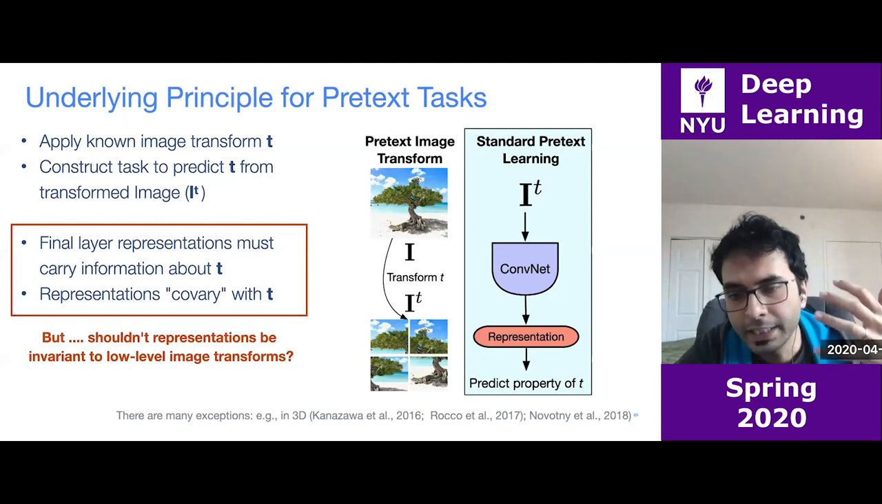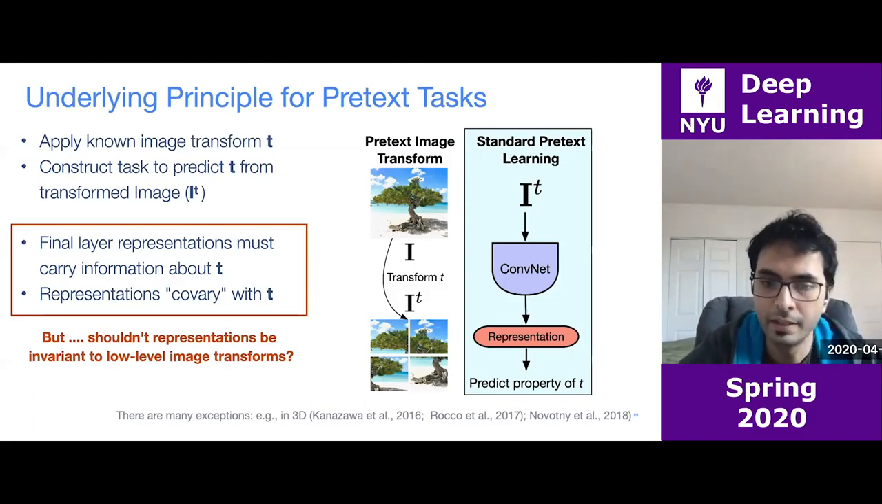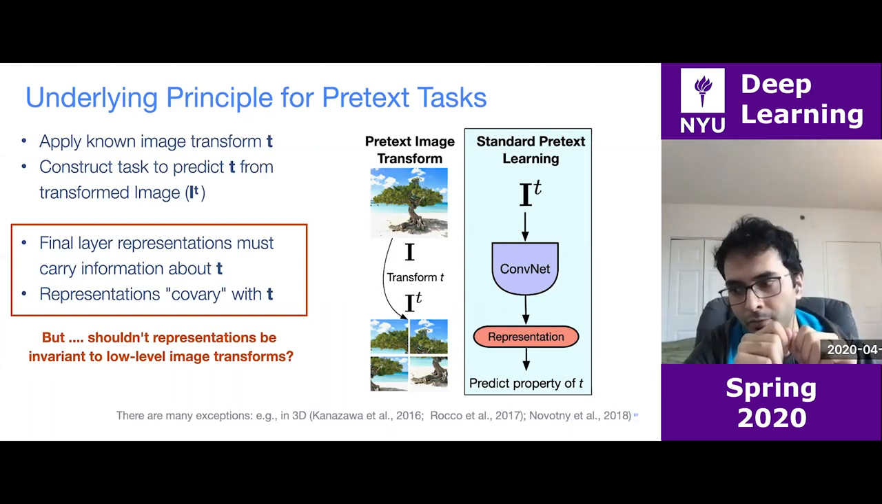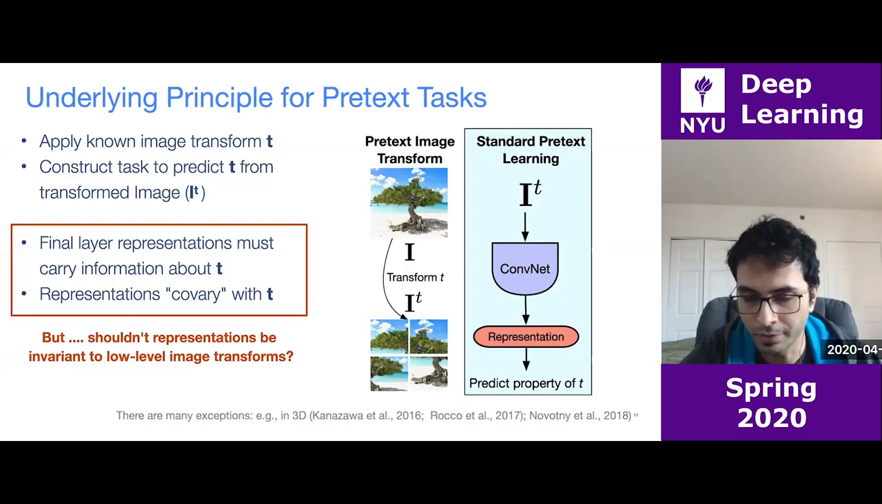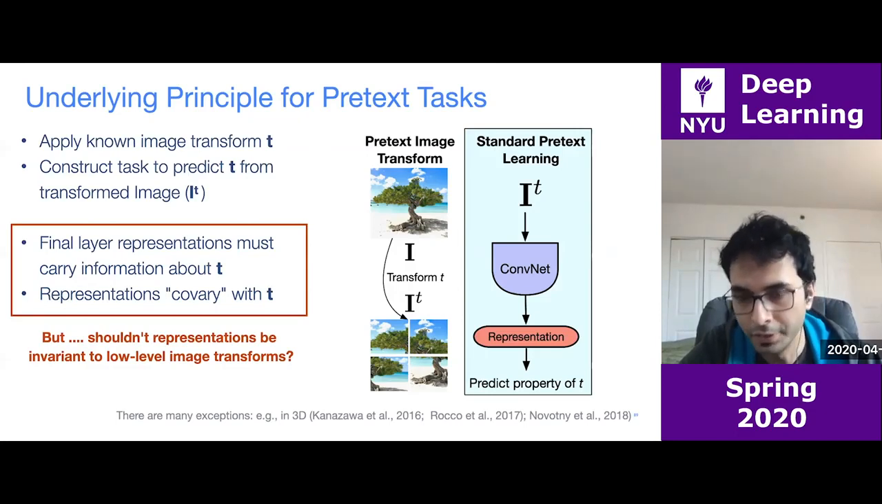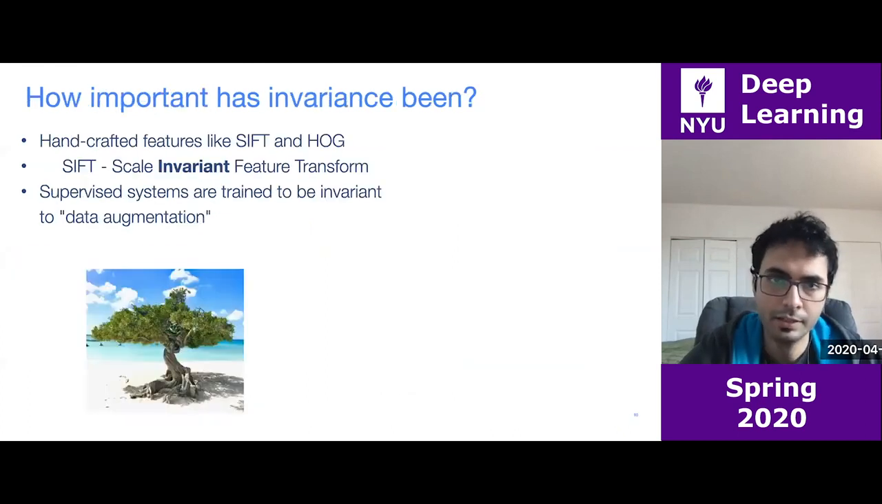There are many exceptions in which you really want these low-level representations to be covariant, and a lot of it has to do with the task that you're performing. Quite a few tasks in 3D really want to be predictive, so you want to predict what camera transforms you have when you're looking at two views of the same object, and so on. But unless you have that kind of specific application, for a lot of semantic tasks, you really want to be invariant to the transforms that are used at input.